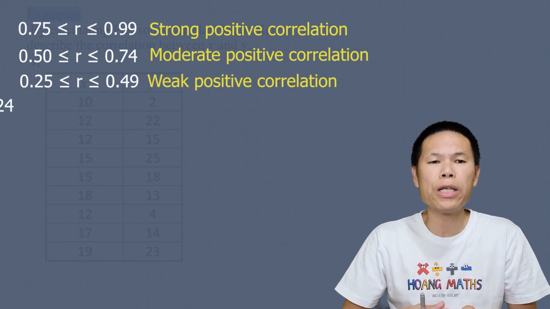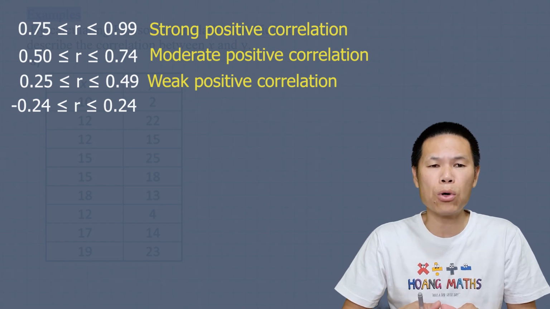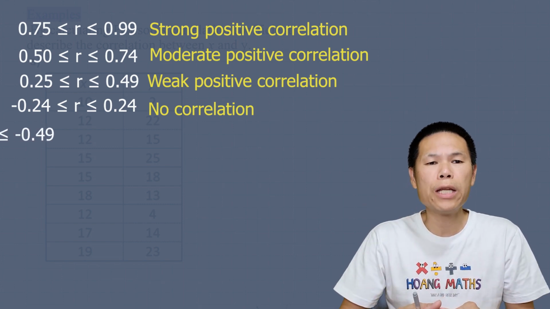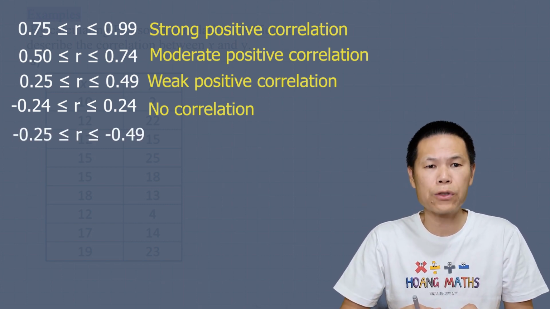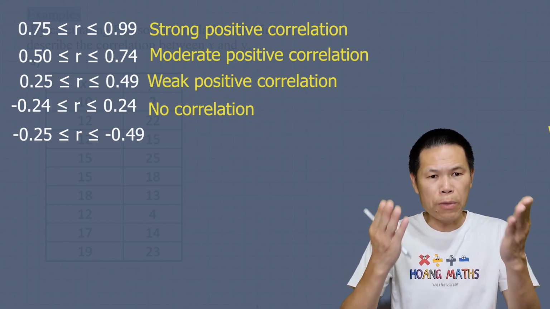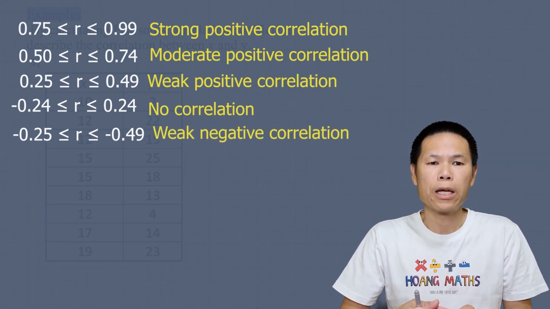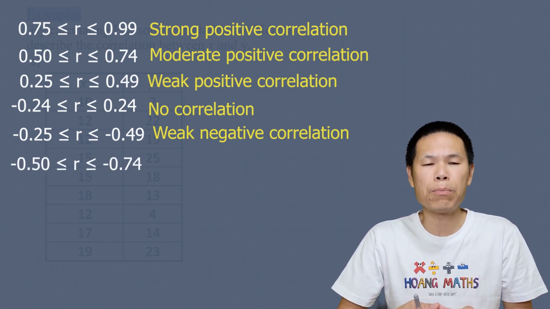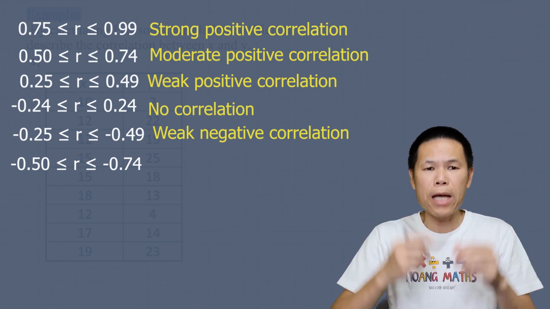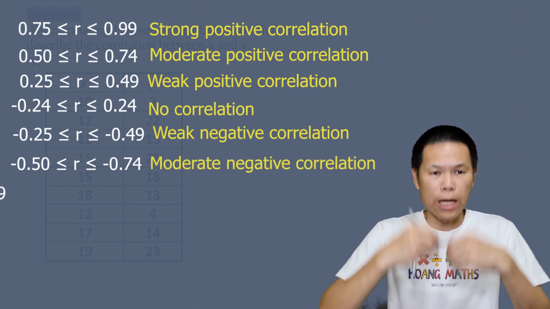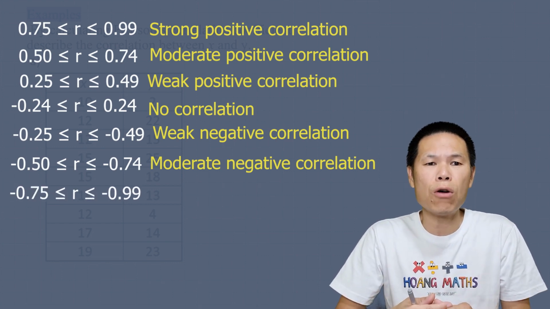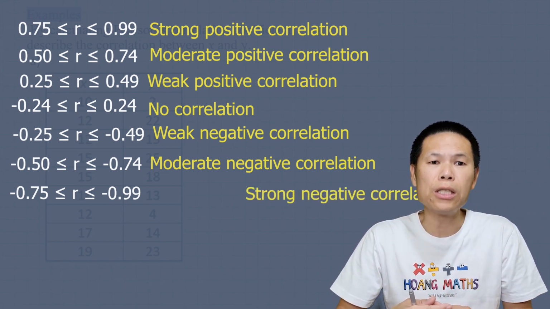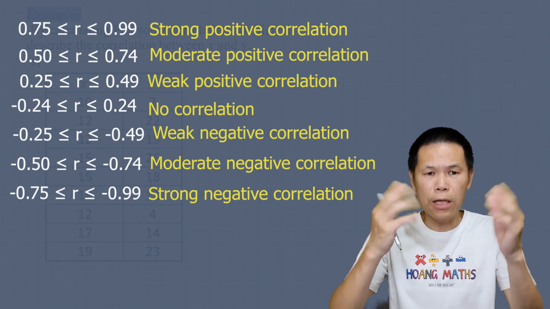If R is between negative 0.24 to positive 0.24, this means that there is no correlation. If R is between negative 0.25 to negative 0.49, the correlation is weak and negative. Okay, keep that in mind. And R between negative 0.5 to negative 0.74, we describe as moderate negative. And if R is between negative 0.75 to negative 0.99, the correlation is strong negative. So please keep that in mind.